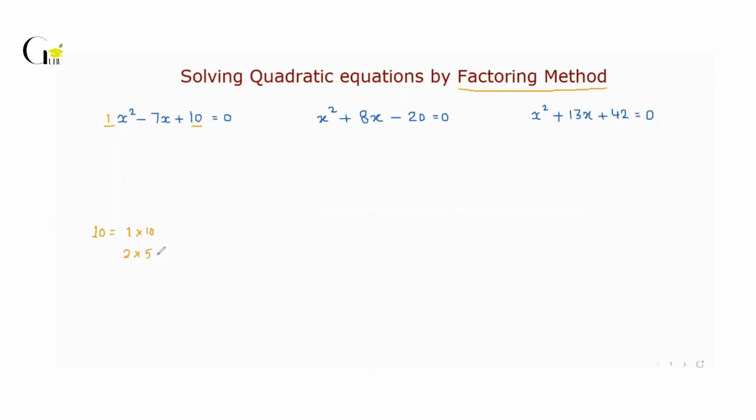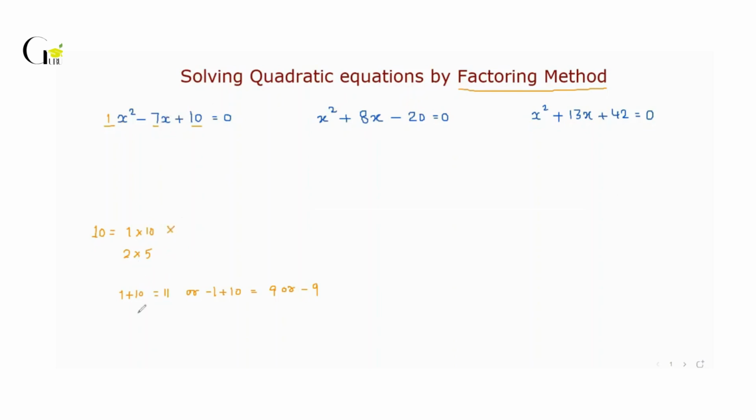Now, out of these two factors, we have to choose the one which will add or subtract to make the coefficient of x, which is negative 7. If I try with 1 and 10, 1 plus 10 will make 11. Or 1 minus 10, if I subtract in either form, it will make 9 or negative 9. If I change these negatives here or positive here, which will not be true because we want negative 7. So this form is rejected.